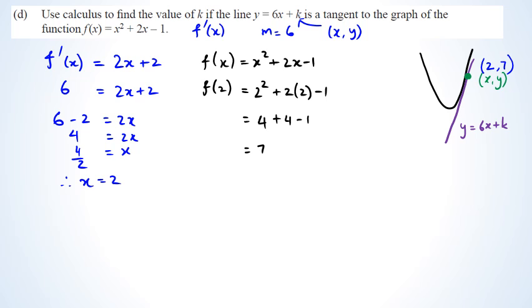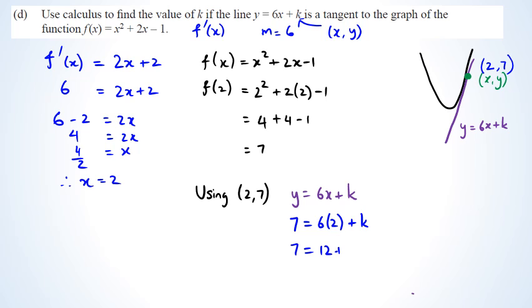So now that I have the green point, which is (2, 7), that point is also on the purple line. So what I can do is use the point (2, 7) with the purple equation, which is y equals 6x plus k, and I can figure out what k is, because in this case y is equal to 7 and x is equal to 2, and k is there by itself. So I've got 7 is equal to 12 plus k, so then k equals 7 minus 12, and in the end I can say k equals negative 5.